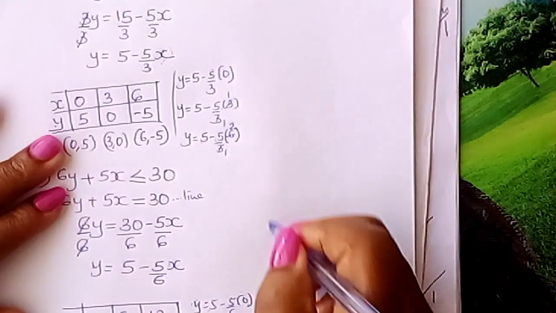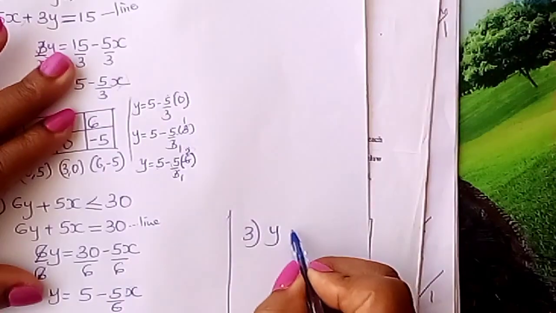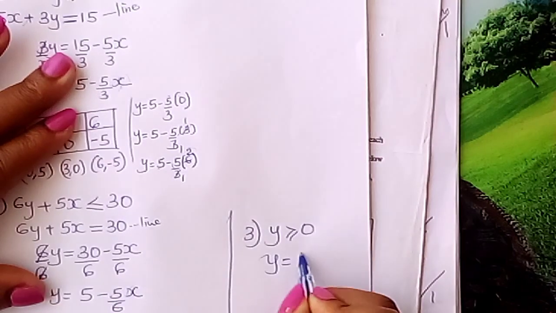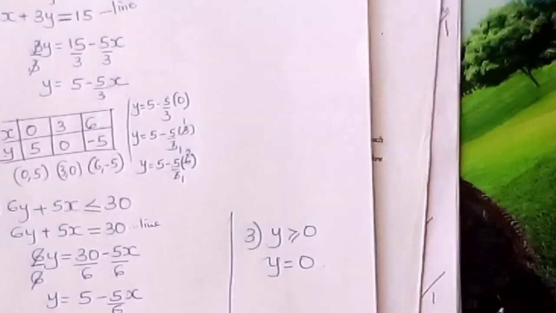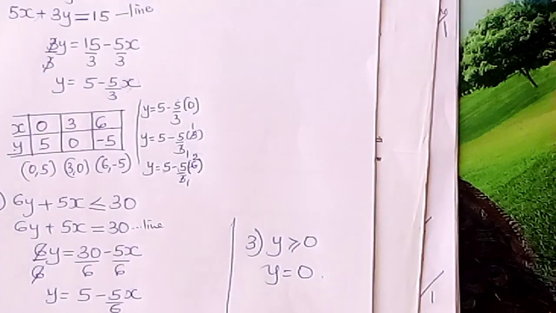From there, we go to the third one. The third one is easy because it is y greater than or equal to 0. The equation of the line will be just that. Y is equal to 0. We go to plotting. Now go to plotting.